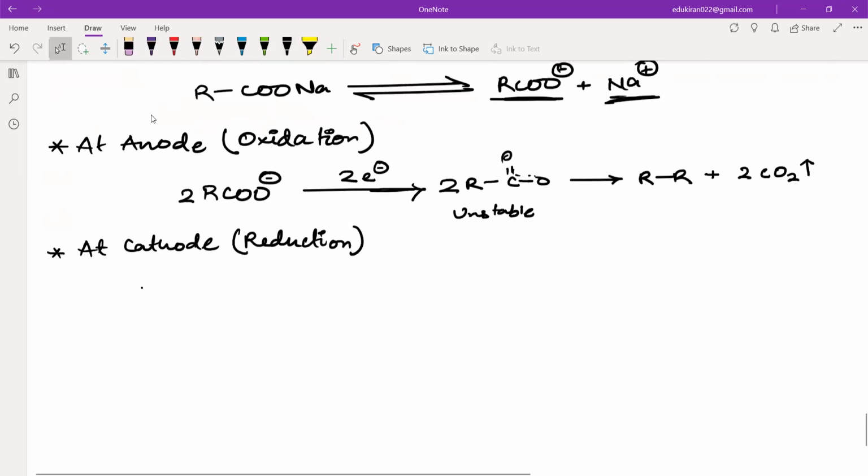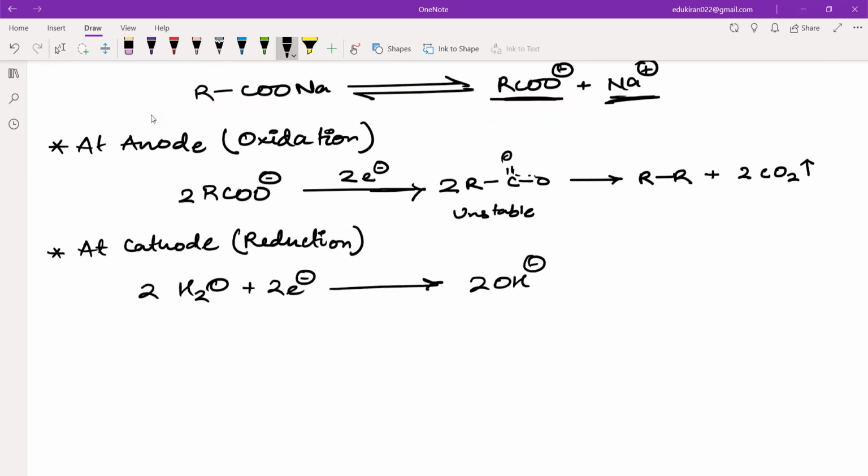So what happens? Mostly water gets reduced, 2 H2O plus 2 electron. They will eat up the 2 electron because it is reduction. And what are they going to form? They are going to form 2 moles of OH negative, plus they will be forming 2 moles of H free radical. Then these H free radicals will be combining together, and they will form H2 gas, and that will be liberated.